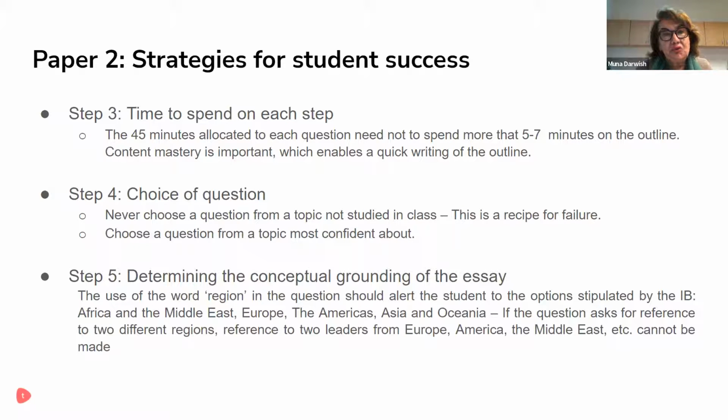They can't choose the 2 case studies they are referring to in their questions from the same region when the question stipulates that, and even if the question doesn't ask it, it would enrich the answer by considering 2 regions.